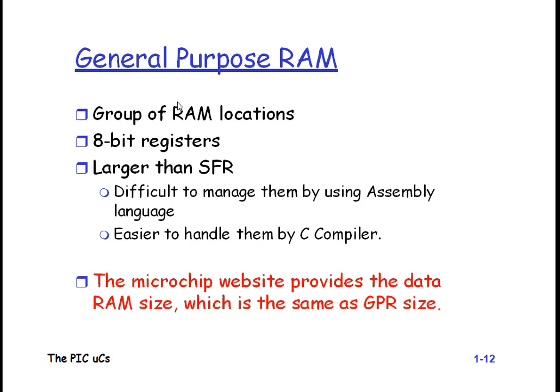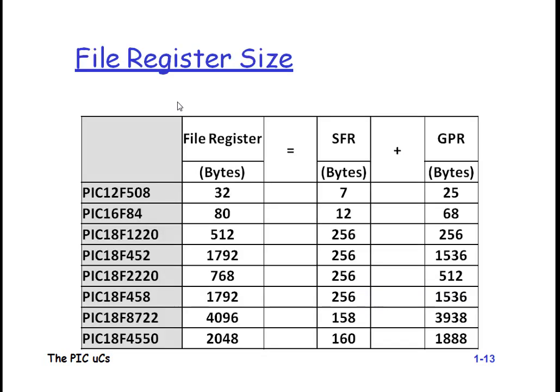General purpose RAM is a group of RAM locations that are 8 bits wide. These are larger than the SFR. Special function registers are difficult to manage using assembly language, while they are easy to handle using a C compiler. The Microchip website provides the data RAM size, which is the GPR size, and the file register size for different types of PIC controllers, showing their SFR size and GPR size.